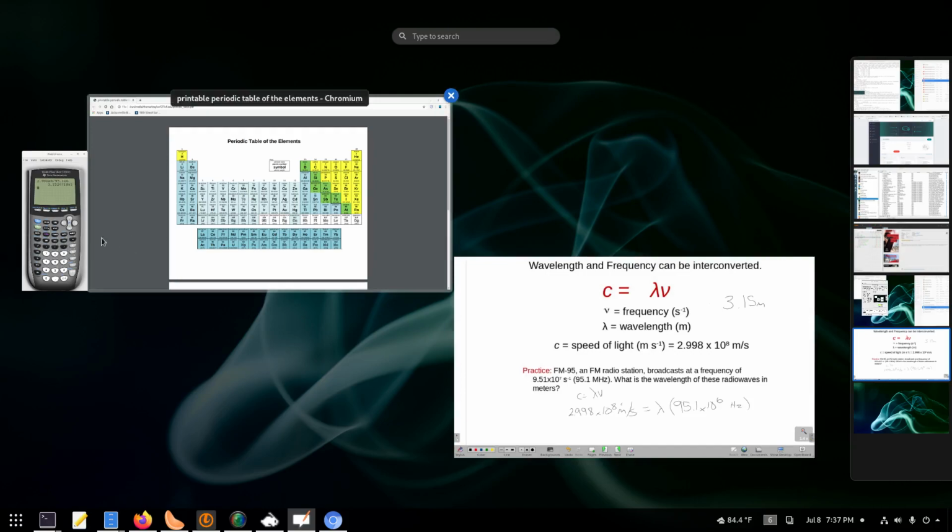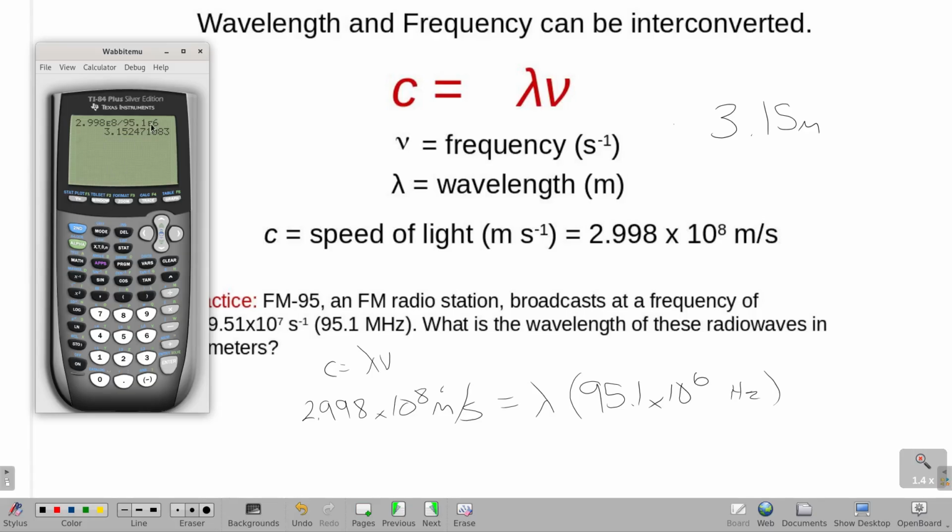Now, want to see how I put that in? So the E's are that times 10, and practice that with your calculator, because you want to make sure how that works. But look how neat that is. So an FM 95 wavelength, so standard radio waves, that size of the wave is 3.15 meters long. So it's a huge wave. It's actually, if you could see it, it's pretty long.